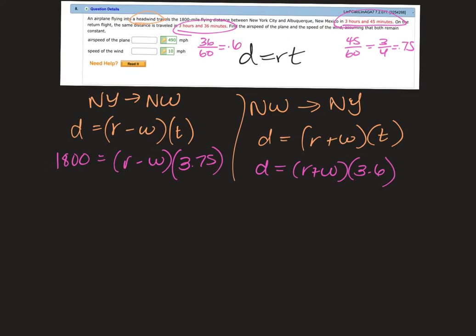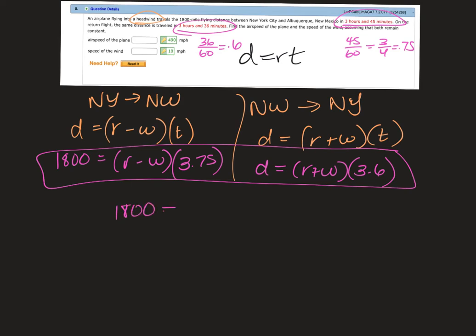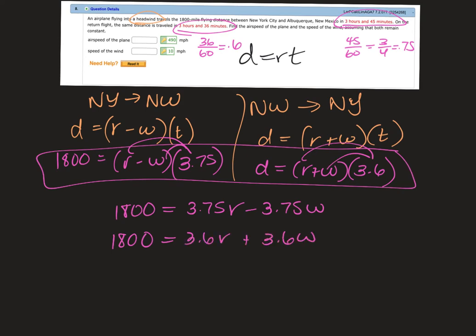So now I'm going to set up, here's my system. I have these two. So 1800 equals, I'm going to distribute this to both, 375R minus 375W. And then 1800 equals, and I'm going to distribute this to both, 3.6R plus 3.6W.